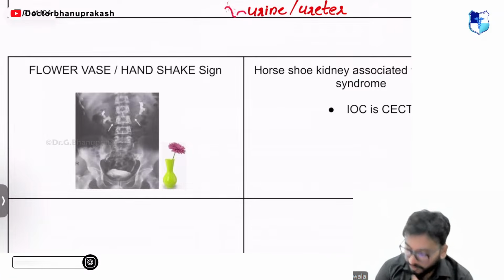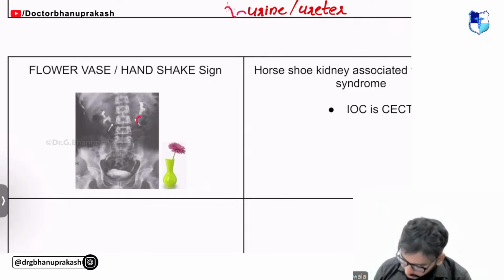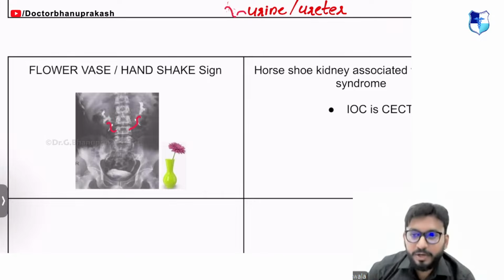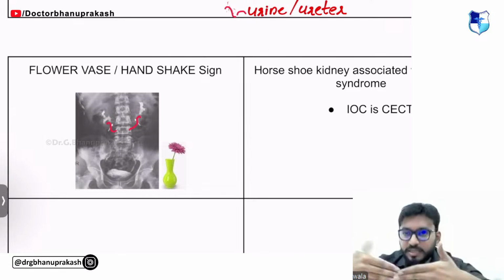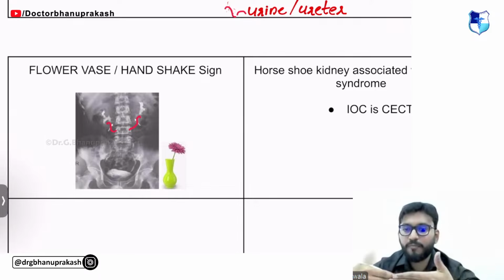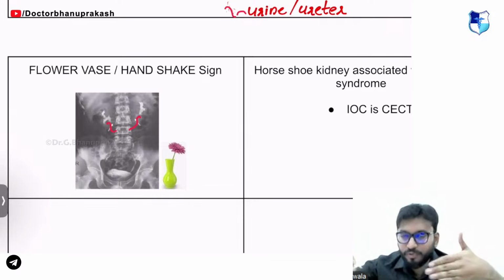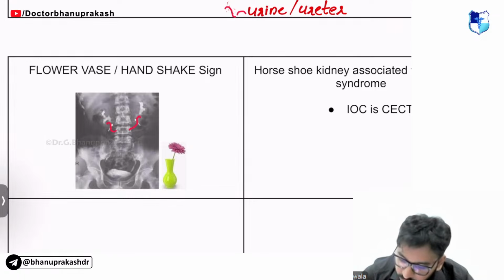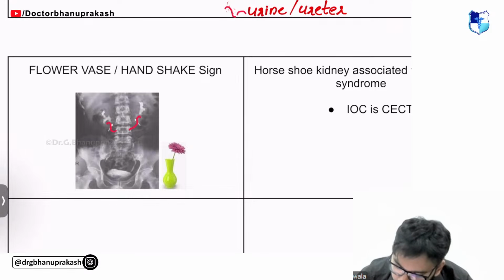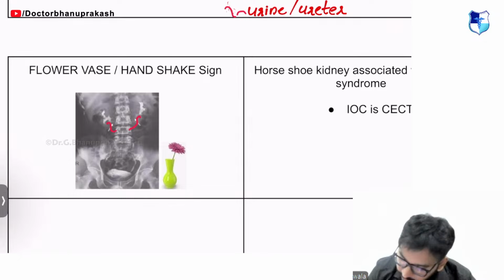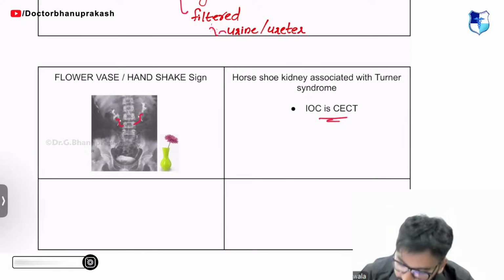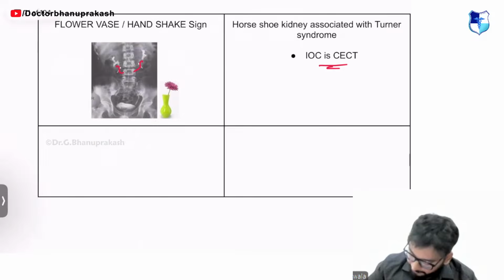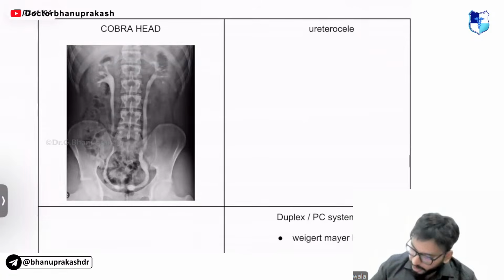Look at this. This is the flower vase or handshake sign. Can you see the calyces trying to shake hands in front of the vertebra? This means that the lower poles of the kidney are fused, therefore the calyces are moving towards each other. This is horseshoe kidney, seen in Turner syndrome. The investigation of choice is CECT.